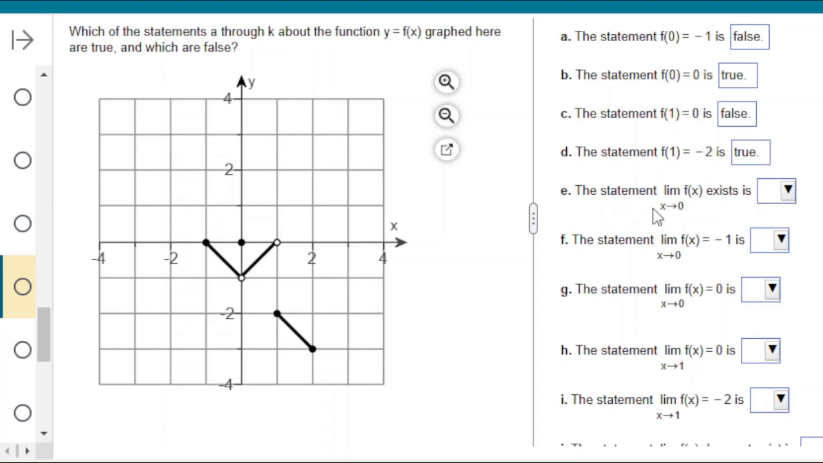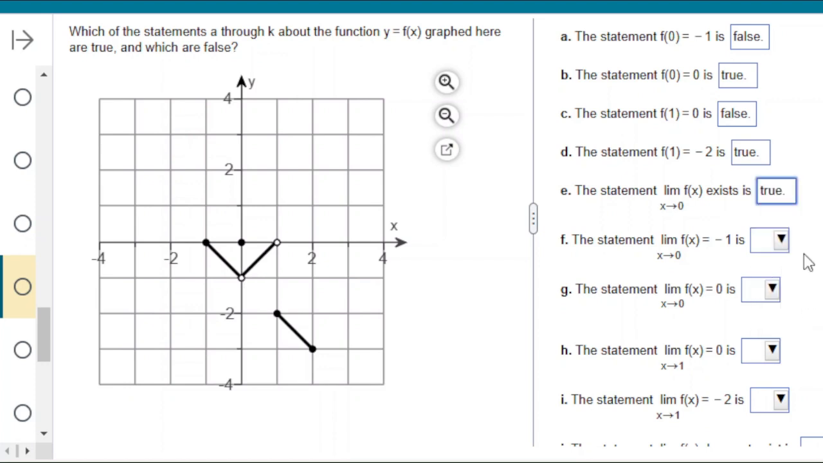Does the statement that the limit as x approaches 0 of f of x exists, is it true or false? Well, notice if we take values that are close to 0, like negative 0.0001 or positive 0.00001, our outputs are going to be really, really close to -1. So as we get close to 0, but not equal to 0, our outputs are getting close to -1. So the limit's going to exist. The limit's going to be -1. Even though f of 0 is 0, the limit as we approach 0 is going to be -1.